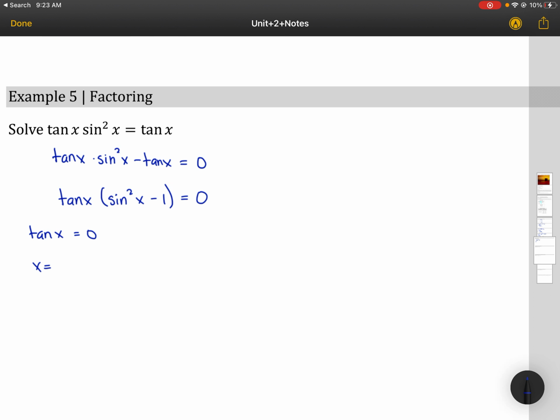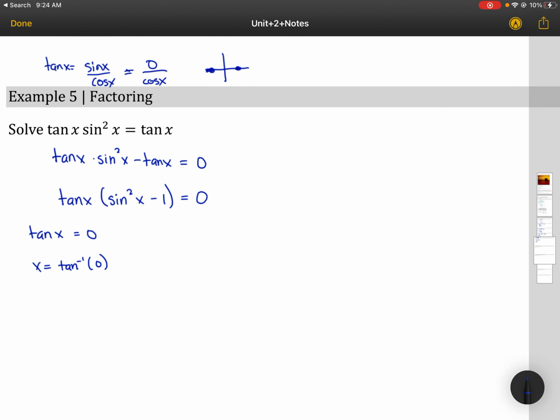So either tangent x equals 0, which means x equals tangent inverse of 0. So tangent is going to be 0 where the numerator equals 0. So remember, tangent is sine x divided by cosine x. So the only time a fraction can equal 0 is when the top equals 0. So essentially, we're looking for when sine is equal to 0. Now, in the unit circle, we know sine is going to be 0 at 0 degrees and at pi radians.